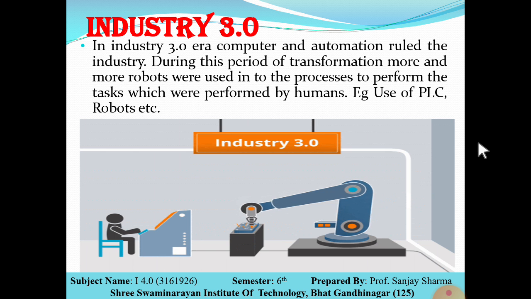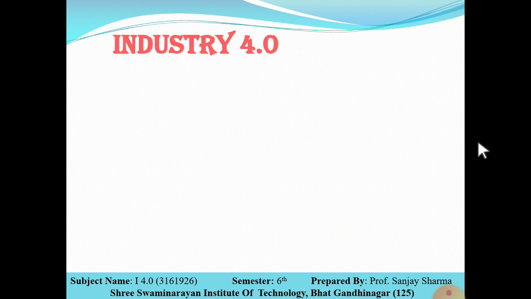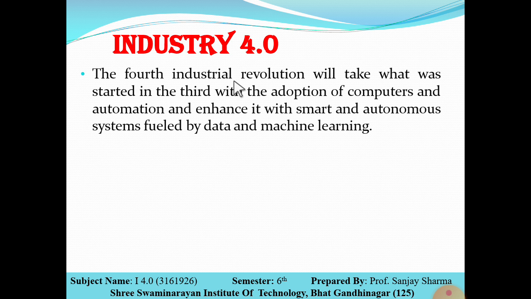Now let us come to the introduction to Industry 4.0, for which you all are waiting. The fourth industrial revolution. Why is it called 4.0? It is the fourth industrial revolution. It takes what was started in the third, the adoption of computers and automation, and enhances it with smart and autonomous systems. It means Industry 4.0 will utilize whatever has been adopted by the Industry 3.0 revolution. In the third revolution, computers, automation and robots were adopted. Same, it will be continued. It will not be replaced by Industry 4.0.